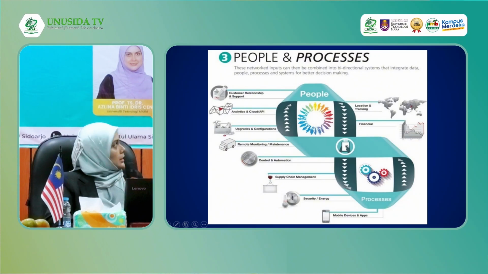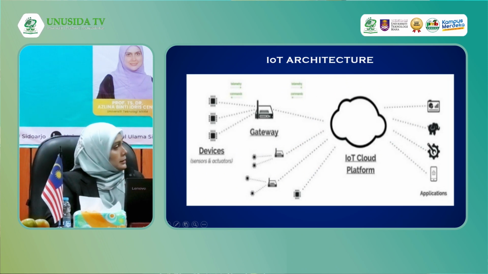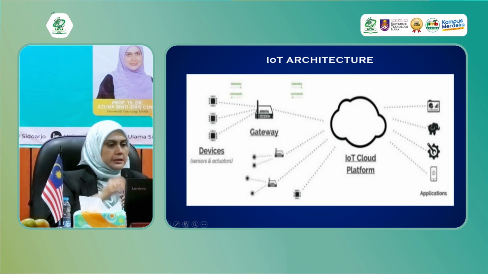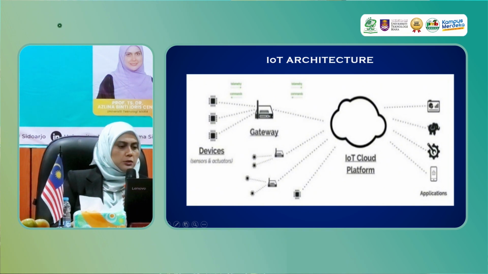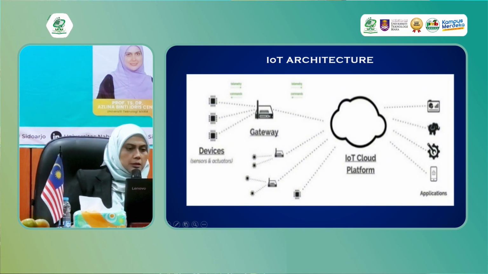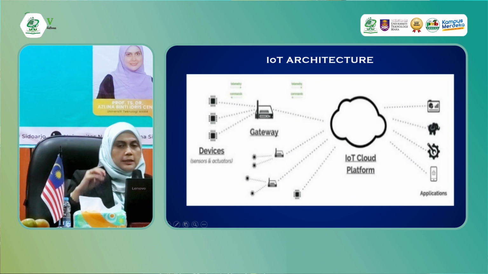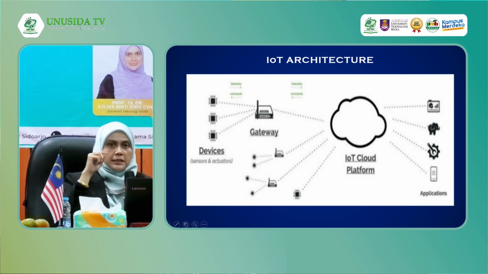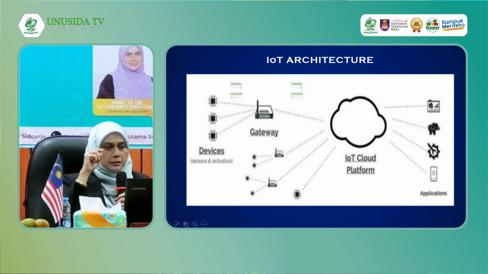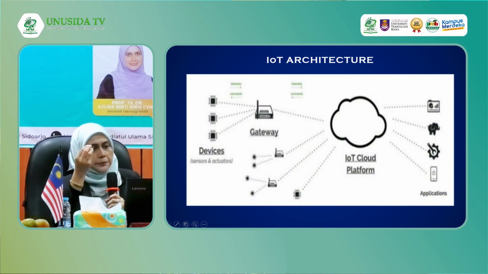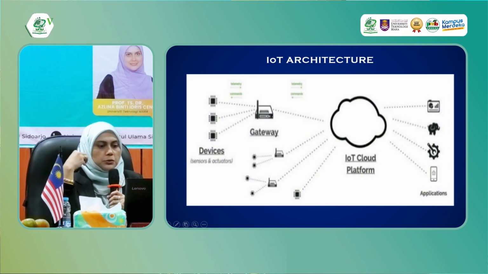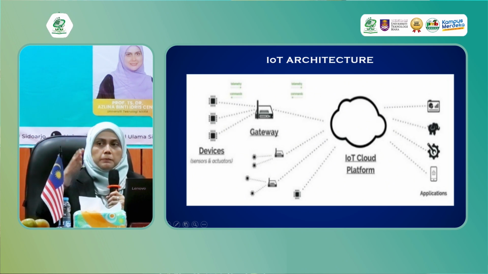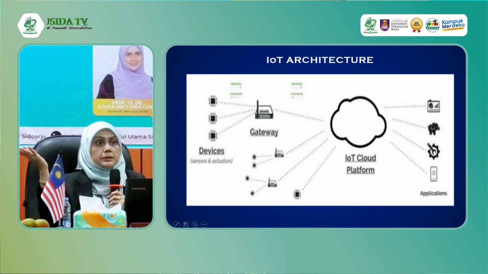Okay, next. So IoT architecture. Over here, device. You have the sensor over here, and then the data over here. You have the internet protocol and then it will pass through the gateway, and from the gateway it will pass to the IoT cloud platform. Then from the IoT cloud platform, it will go to the application. So the data will pass to the handphone, for example.